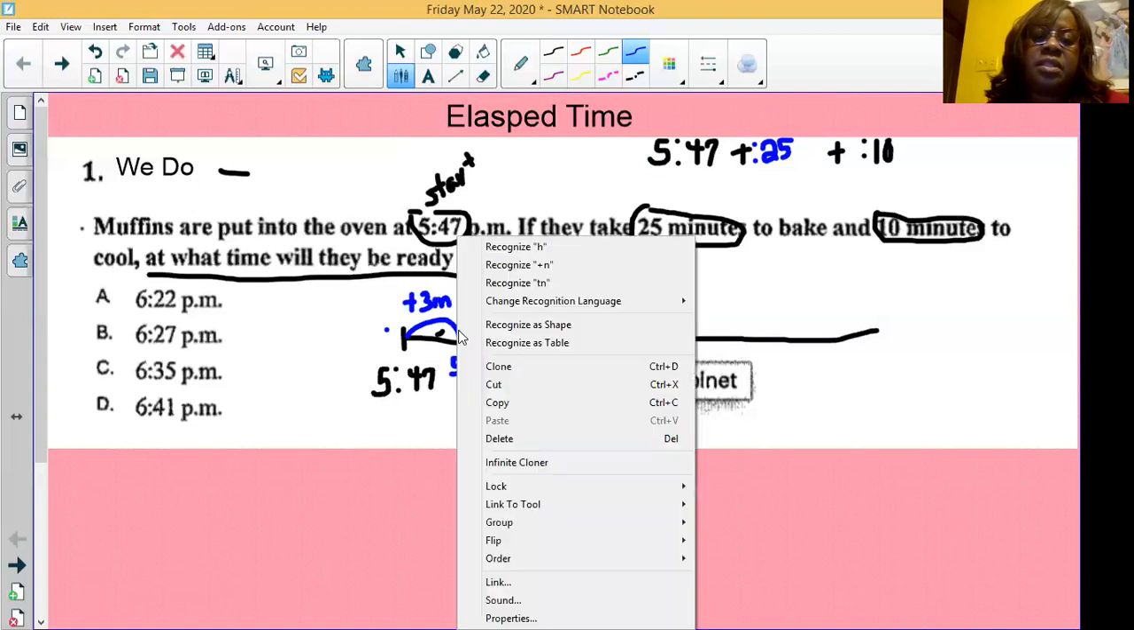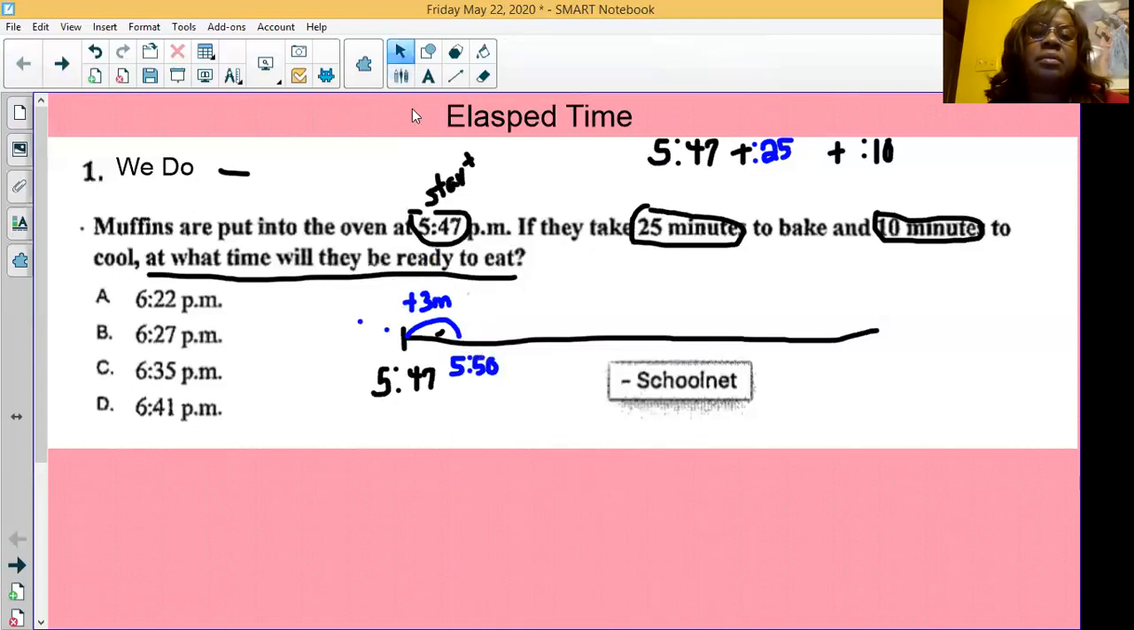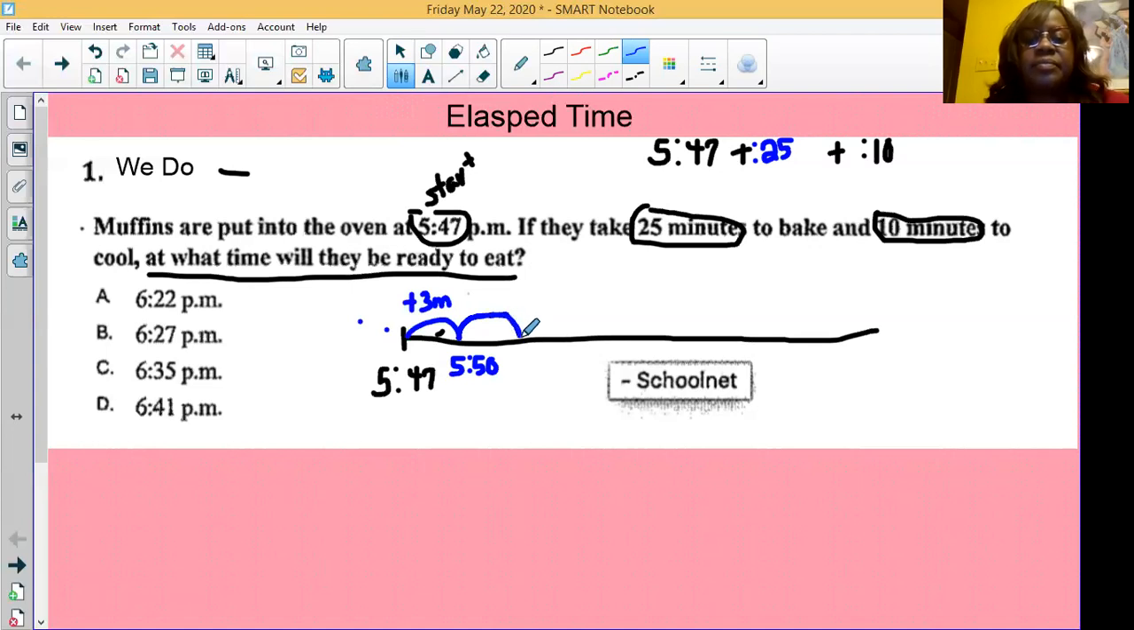So I know if I jump 10 minutes, it's going to be plus 10 minutes. Now, adding 10 to 50 gives me 60, but remember, there are 60 minutes in every hour. So we don't say 5:60. 5:60 is not existent in our time, so we say 6 o'clock. So adding 10 minutes to 5:50 puts us at 6 o'clock. So let's label this 6 o'clock.